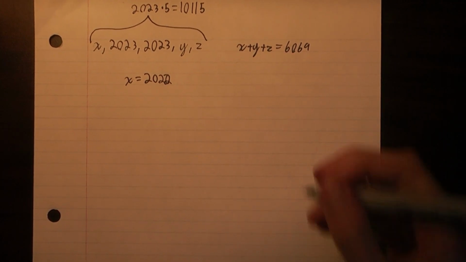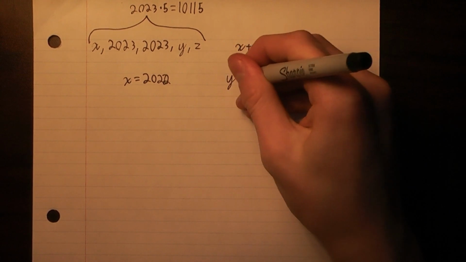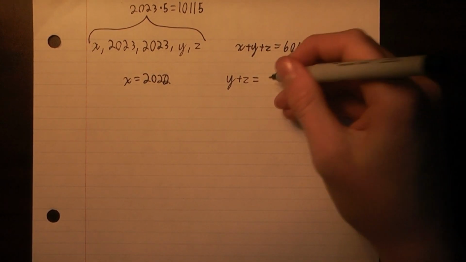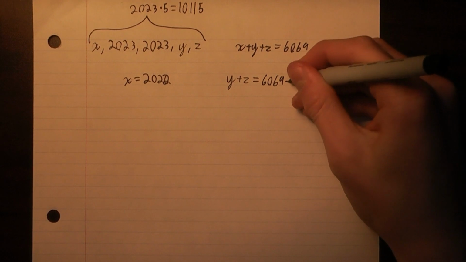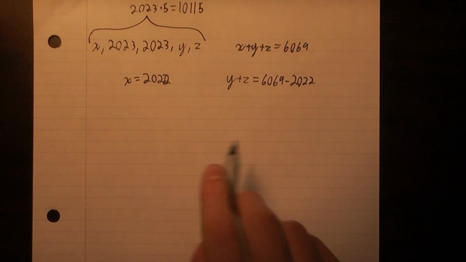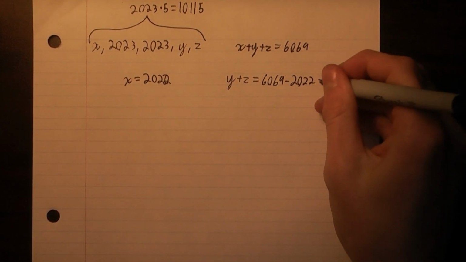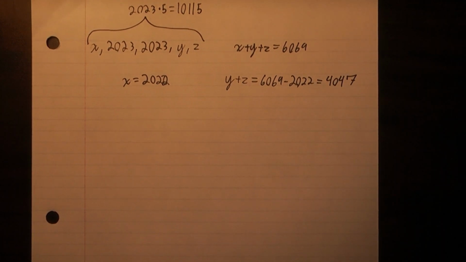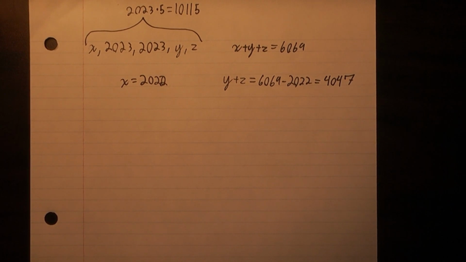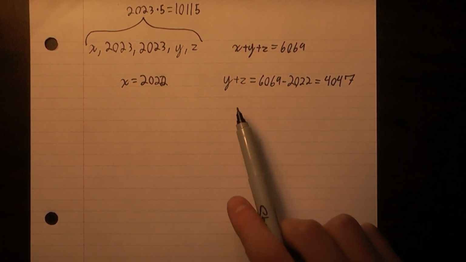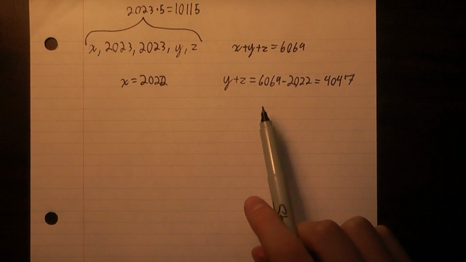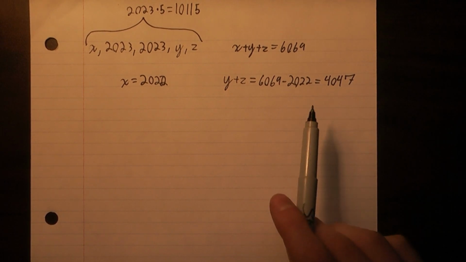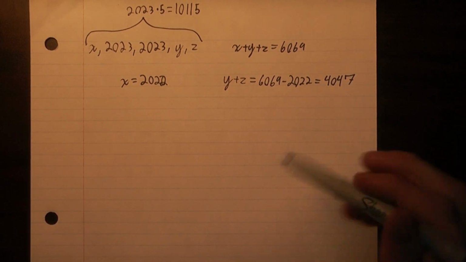This means that y plus z have to equal 6,069 minus 2022, because we use that for x, which is 4047. And they also have to both be larger than 2023, and they can't be the same number. So the smallest y can be is 2024, but 2024 plus 2023 is 4047. So this does not work.